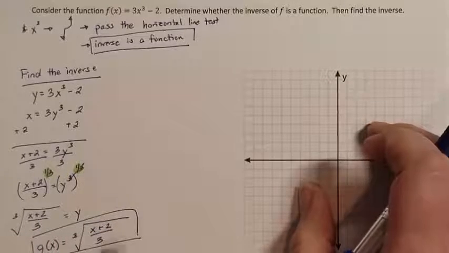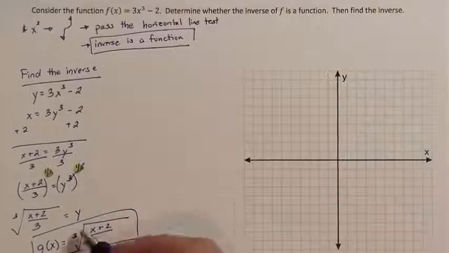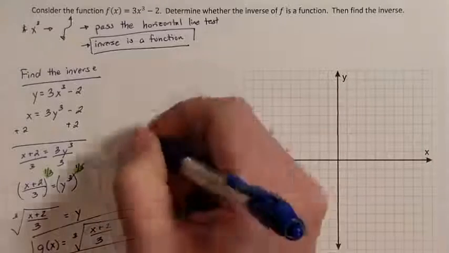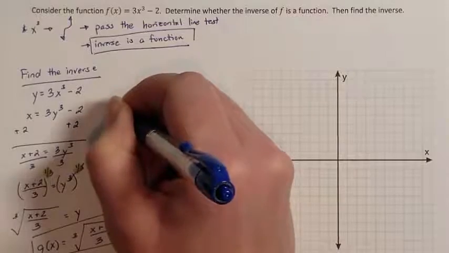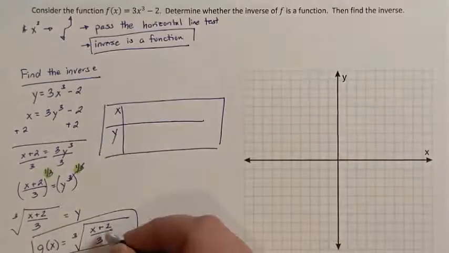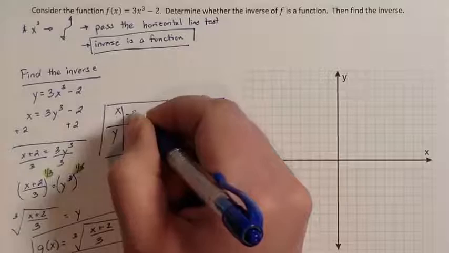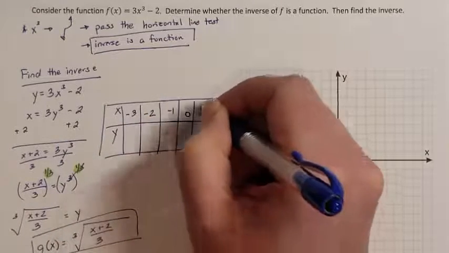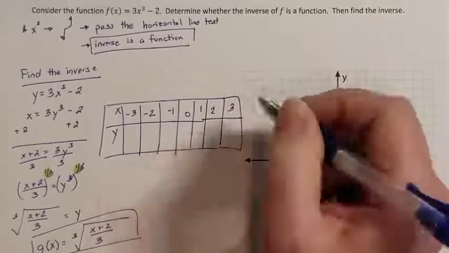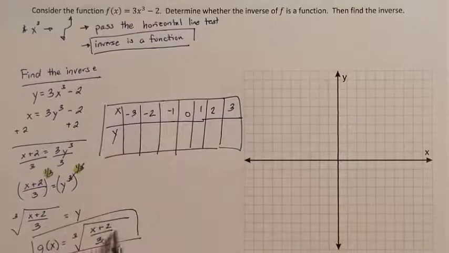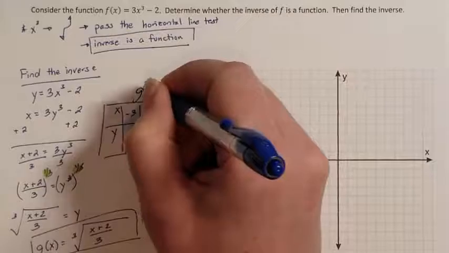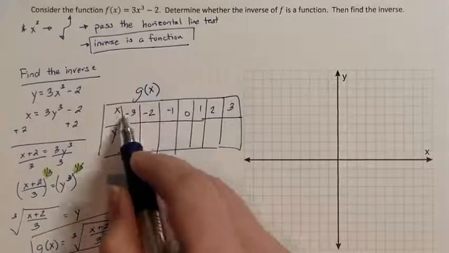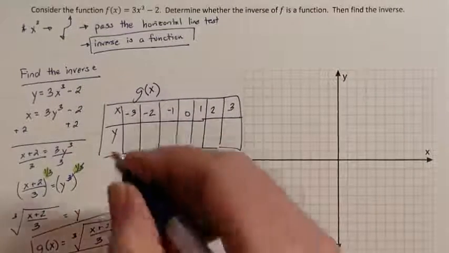Now I need to graph this inverse. I don't know how to graph third root functions like this, so we are going to use an xy table to graph this. So we're going to use a couple of negative points and a couple of positive points so we can see the general shape of what is going on. So I'm going to plug -3 into this g of x function because we're trying to graph g of x.